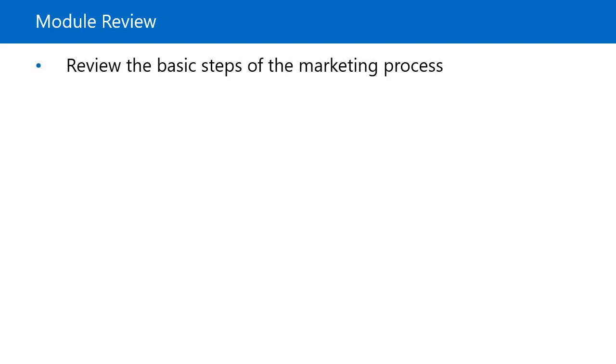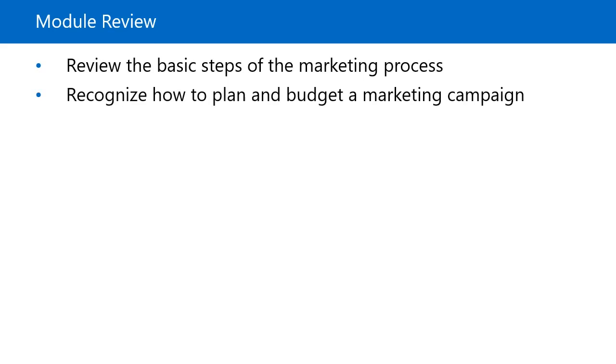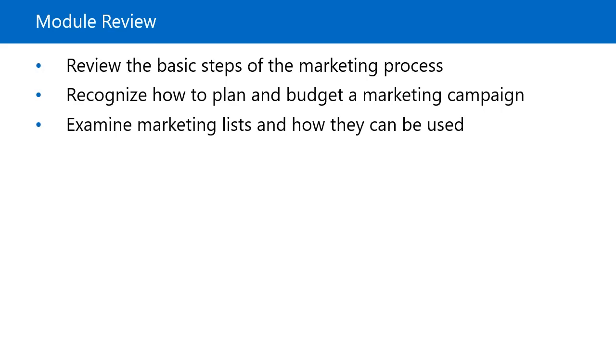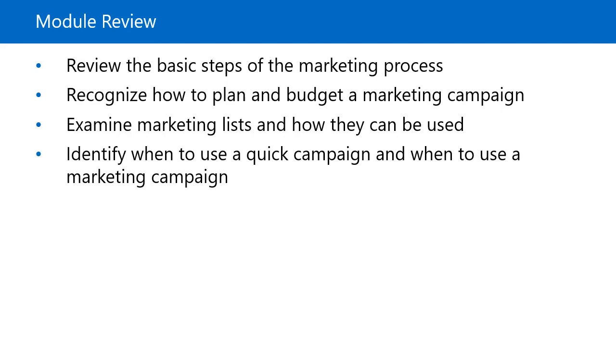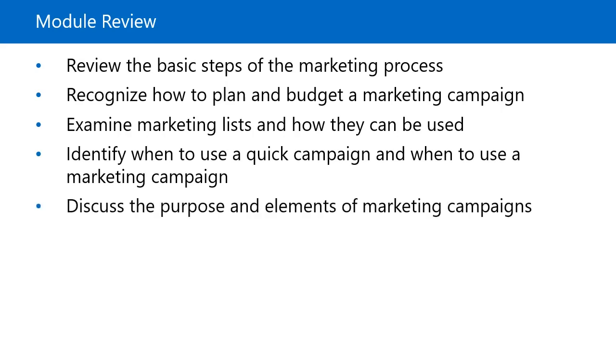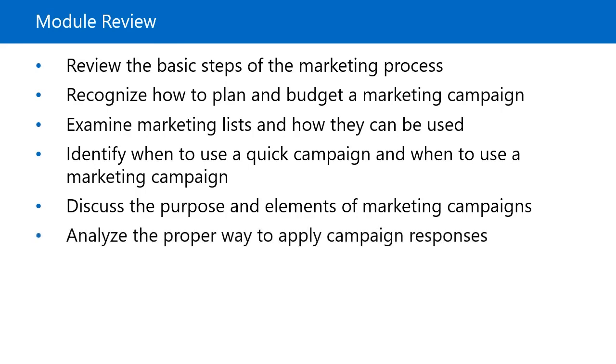In this module, the objectives were to review the basic steps of the marketing process, to recognize how to plan and budget a marketing campaign, to examine marketing lists and how they can be used, as well as to identify when to use a quick campaign and when to use a marketing campaign, and to discuss the purpose and elements of marketing campaigns, as well as how to analyze the proper way to apply campaign responses.